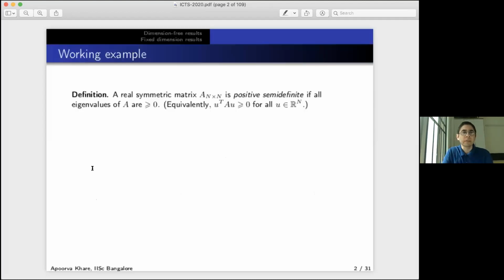Yeah, so just to begin, I will begin with some kind of a working example and a definition. So a real symmetric matrix. All matrices in this talk are real, and I think all of them are symmetric as well. Such a matrix is positive semi-definite if all the eigenvalues are non-negative. That's one way to define such a matrix. The traditional definition is that the quadratic form induced by this matrix is non-negative, meaning this condition holds for all vectors u. Clearly, they are equivalent.